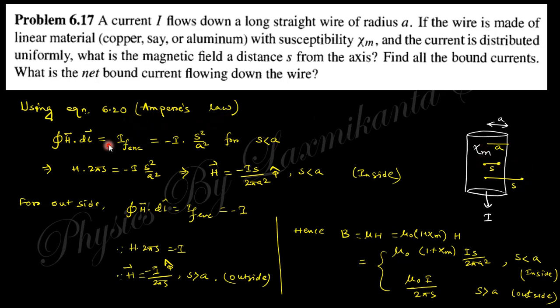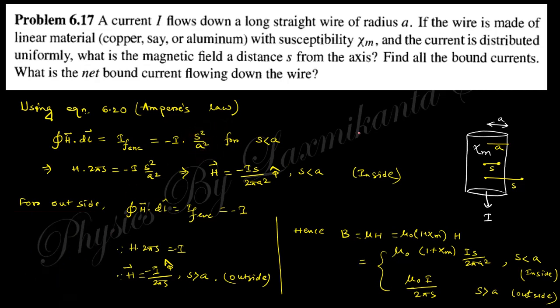In case of inside, this will be minus I s squared by a squared. Minus is taken because this was the downward flow. If you take this as downward, so H will be like that inside. In case of inside, the total current will be minus I within the region of radius s, that's why I s squared by a squared.